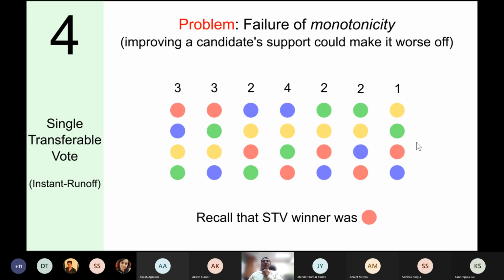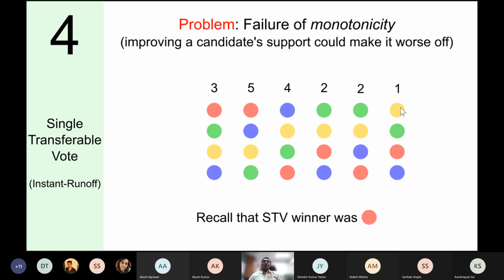Now suppose these two voters change their mind. They say, well, red is winning, so maybe let's support red. We're only going to improve the support of a winner. We are going to promote it from our third placed vote to our top placed vote. So how bad could it be? So suppose they promote red to the top position, and let's run STV again. Because now you have two similar rankings, let me merge them. So this is my input now.